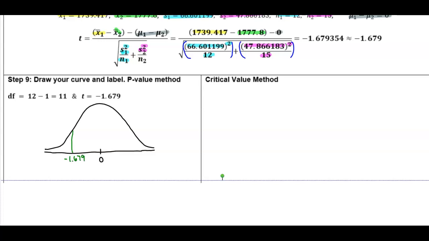What we want to do is find that p-value, and the p-value is going to be located in this area here. To find that p-value, it's going to be the probability that the test statistic is less than negative 1.679. So let's use StatCrunch.